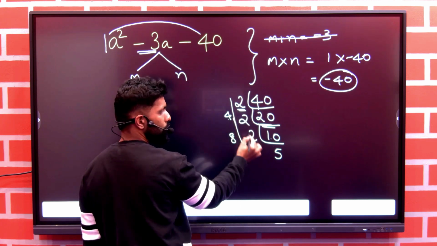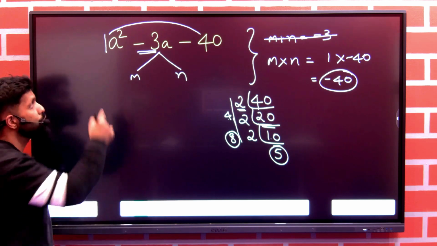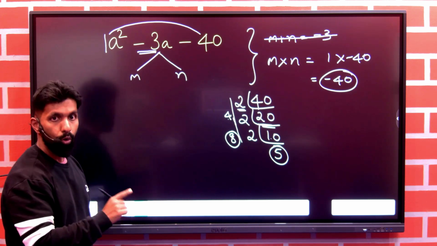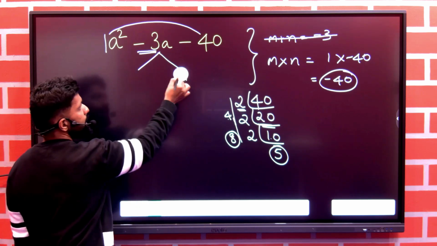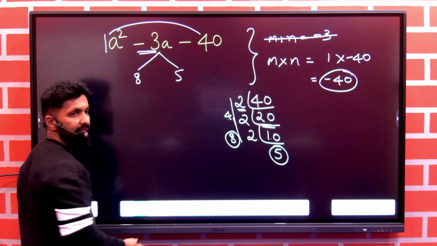2 2s are 4. 4 2s are 8. With 8 and 5, yes, if you subtract, you can get 3. That means those are the required factors. So I know my m is going to be 8 and 5. N is going to be 5.